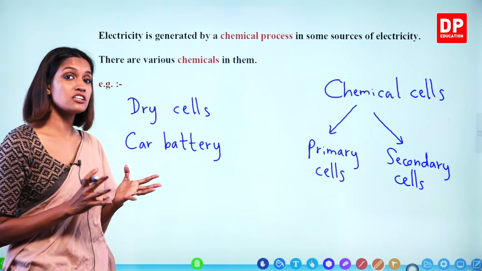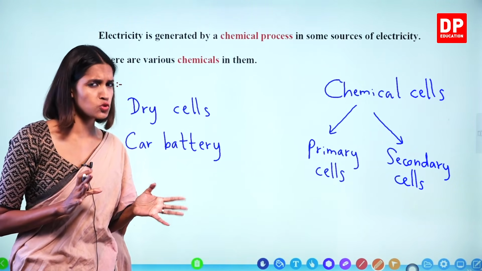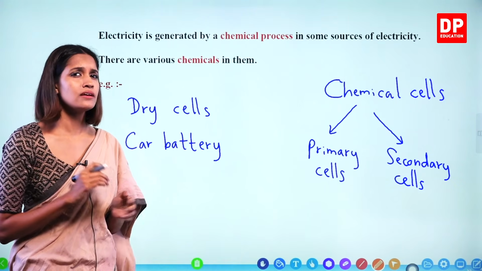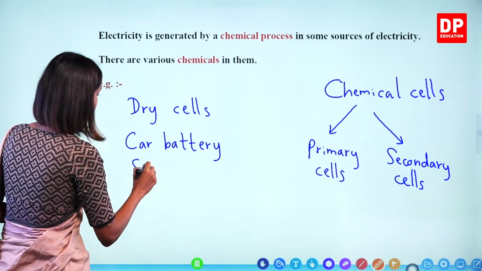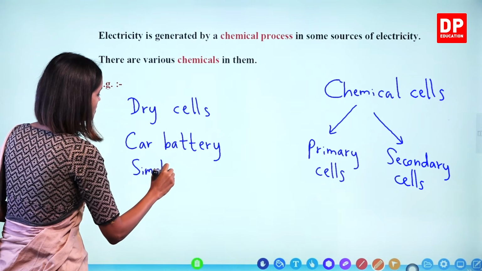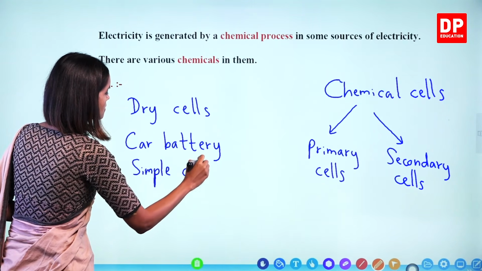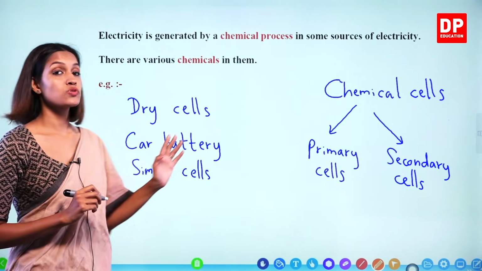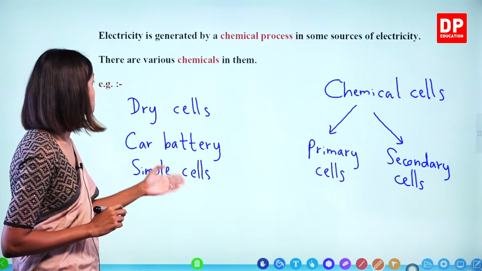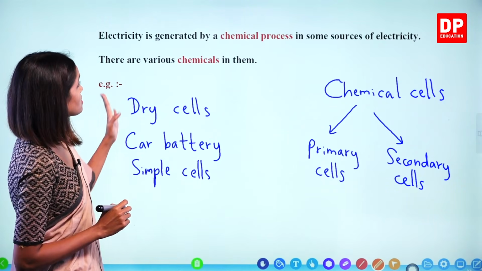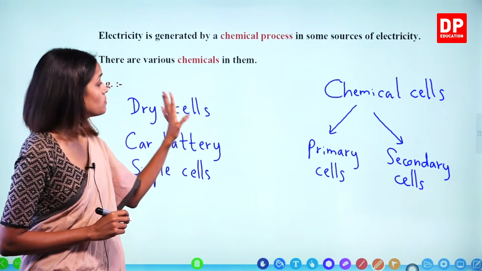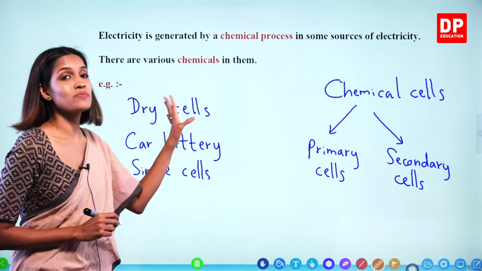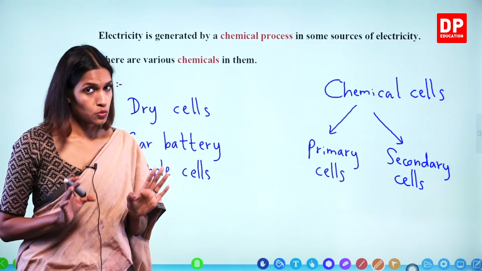And there's another cell called the simple cell. In grade 6 you have learned about the simple cell. Even this year you are going to learn it, right? Simple cells. So these are the examples for these sources of electricity, or things that generate electricity because of the presence of chemical substances. Okay, children?